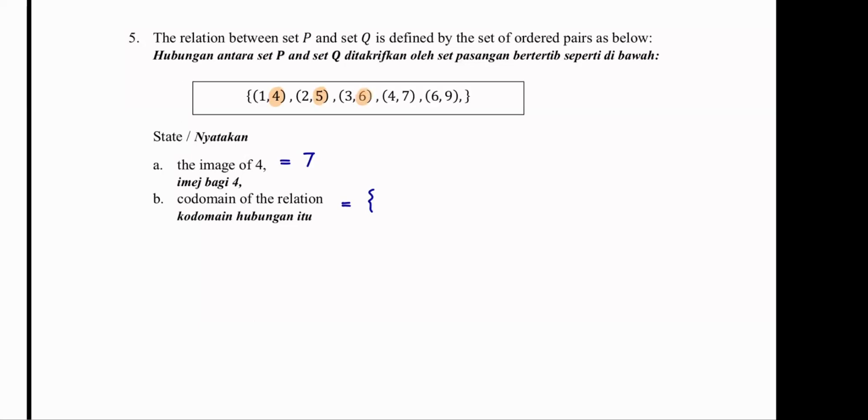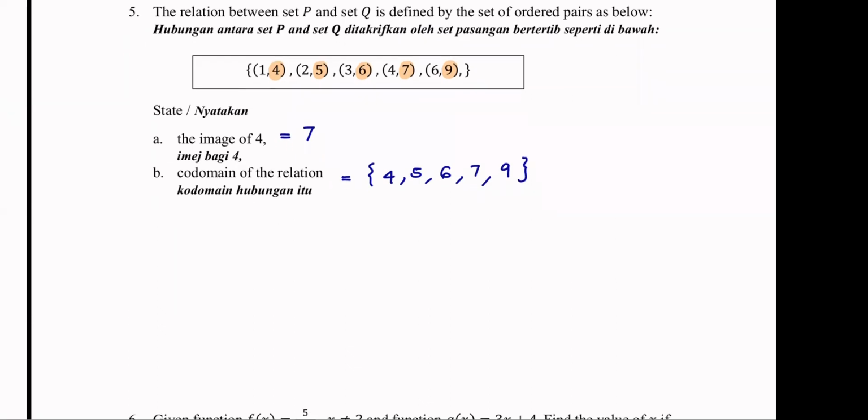So all this, can you see all the one I highlighted to you? So that means kamu ada 4, 5, 6, 7, 9. 4, 5, 6, 7, 9 and make sure put in a set notation. Okay, done. Settle. Okay.